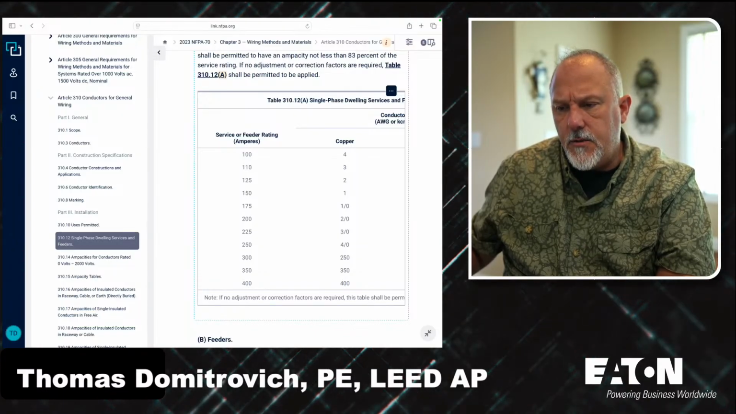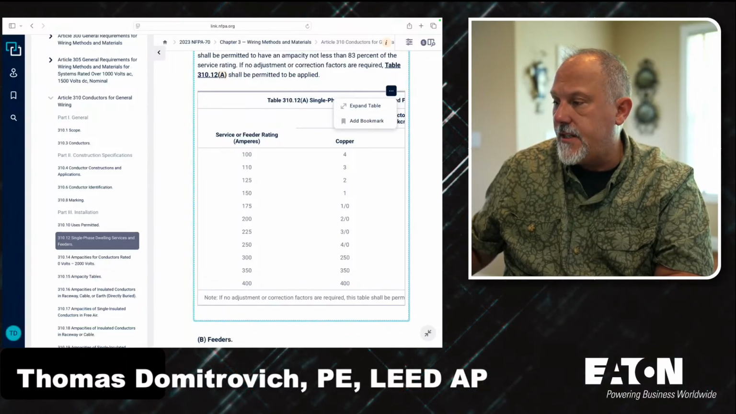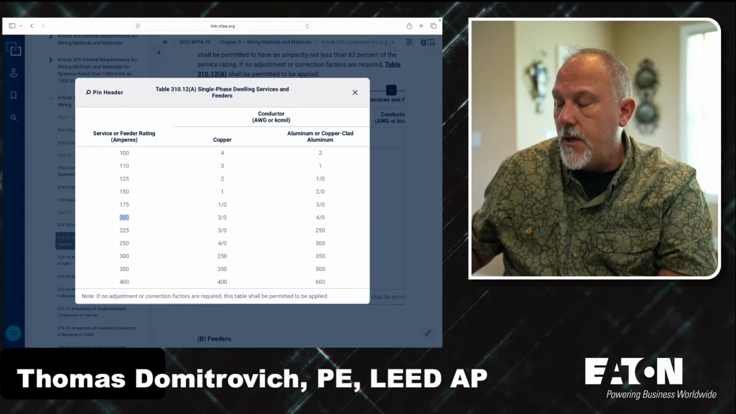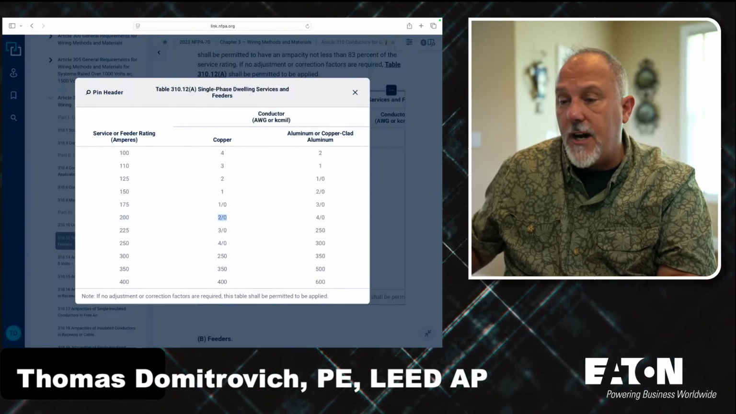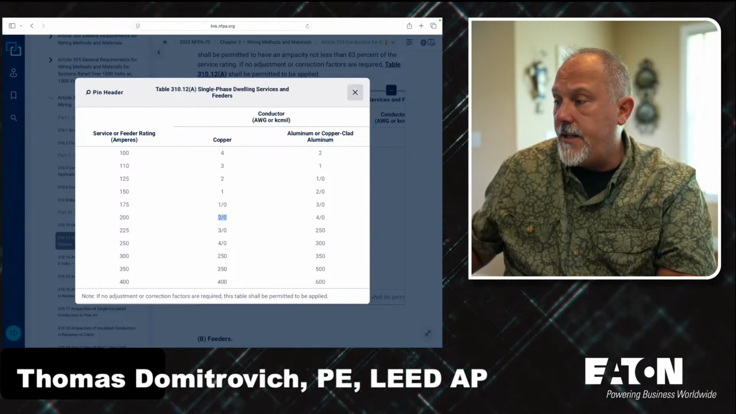Willie says you can have a 2-aught conductor to feed a 200 amp service. Yeah, that's what we just said, as long as you meet the requirements. There it is right there. There's a 200 amp overcurrent device and you have a 2-aught copper. You can't have a 2-aught aluminum, but a 4-aught aluminum.